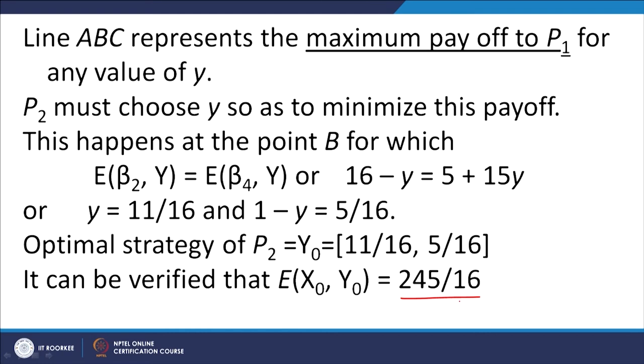Now, you will observe that the expected value of the game is the same for the player P1 as well as the player P2. This is not a coincidence. There is a theory behind it, and later on we will see why this happens.